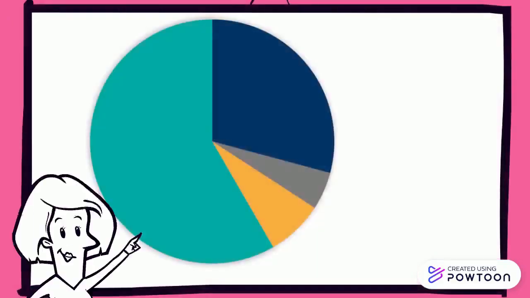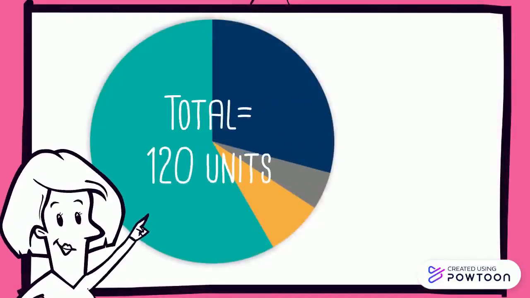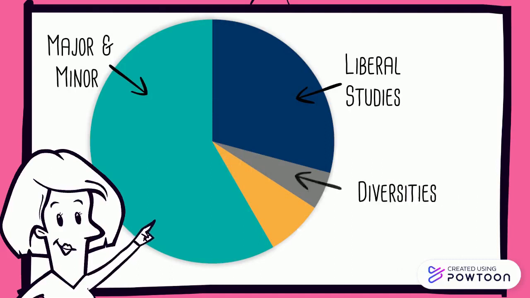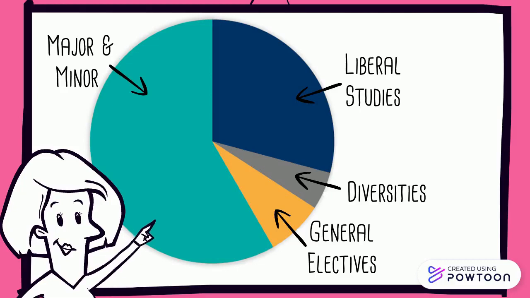This pie chart breaks down your requirements and represents the 120 units you need to graduate. It makes sense that the largest portion of this is for your major. Next are your liberal studies as well as your diversity requirements. Lastly, any class you take at NAU that doesn't fit in the other parts of the pie are considered general electives.